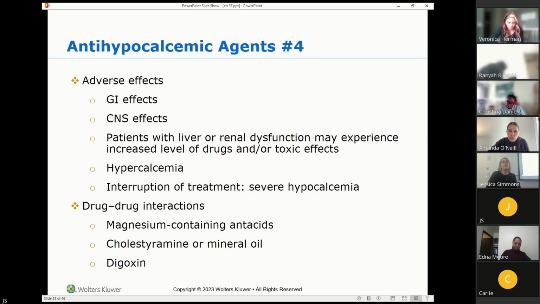Last slide, and then we're going to go on break. Or lunch. Yeah, lunch. Sounds good. Adverse effects include GI effects, CNS effects. Patients with liver or renal dysfunction may experience increased level of drugs and or toxic effects. Hypercalcemia, especially with calcitrol. An interruption of treatment of severe hypocalcemia. Drug-to-drug interactions will include magnesium-containing antacids, cholestyramine or mineral oil, and digoxin.